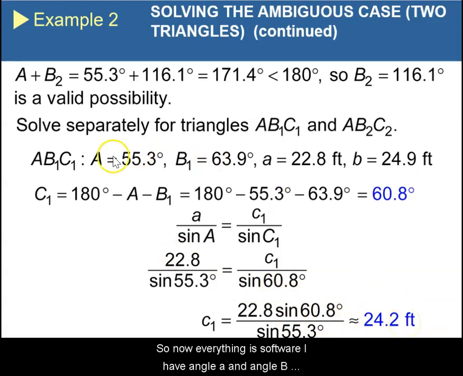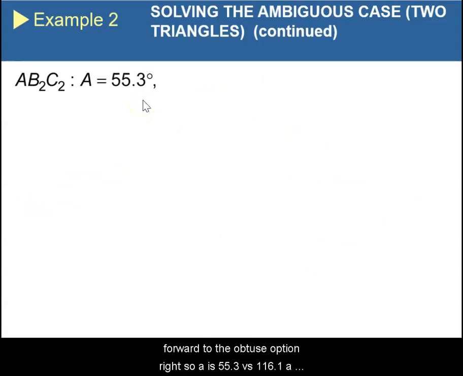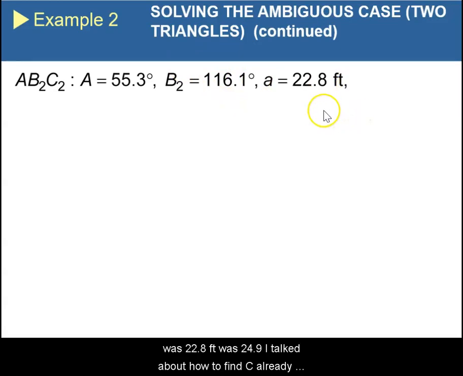So now everything is solved for. I have angle A, angle B, angle C, and I have side A, side B, and side C, right? So for the acute possibility, I have everything solved for. So now we've got to look for the obtuse option. So A is 55.3, B was 116.1, A was 22.8, B was 24.9.